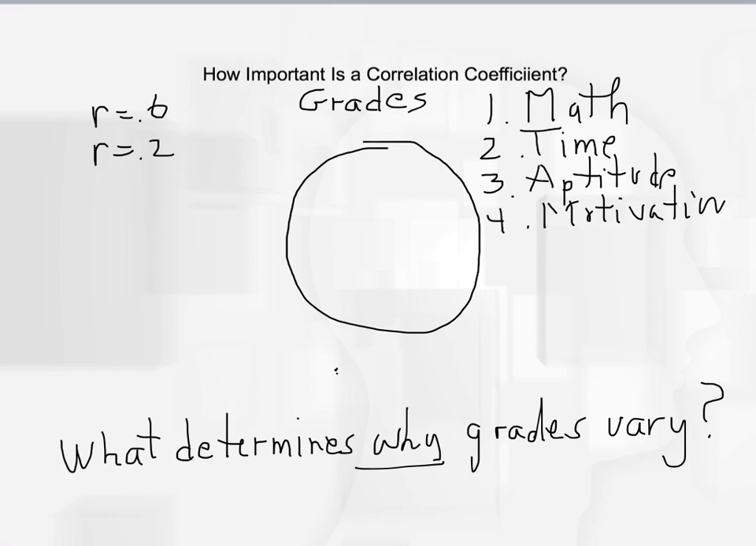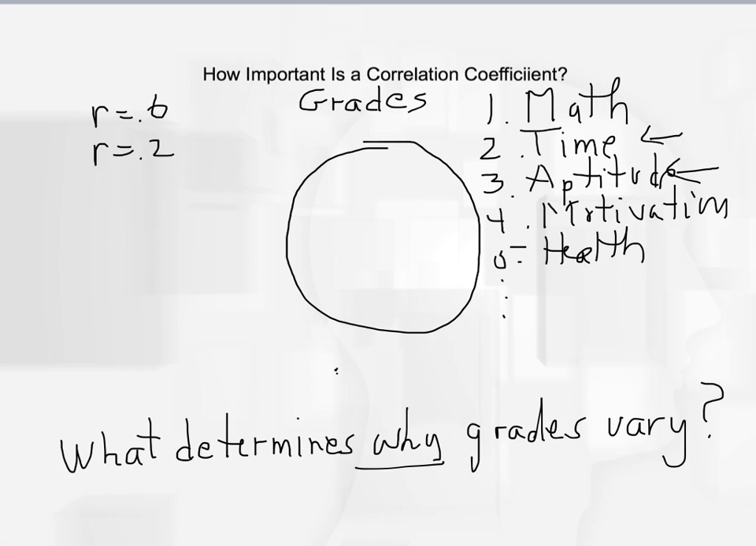And we could go on and on and on. Some of you are healthier. Your health in some way will determine how hard you can work. So we have a variety of reasons. And the question that we ask is, well, if we wanted to know what percentage of why people vary is determined by aptitude alone, or what percentage is determined by the amount of time that you spend, what would you imagine it to be?